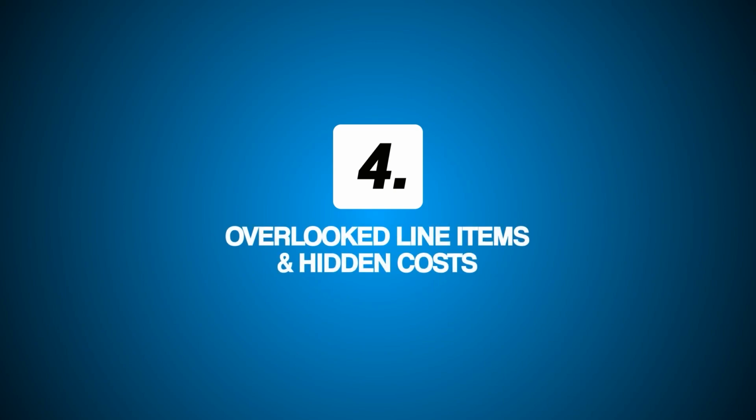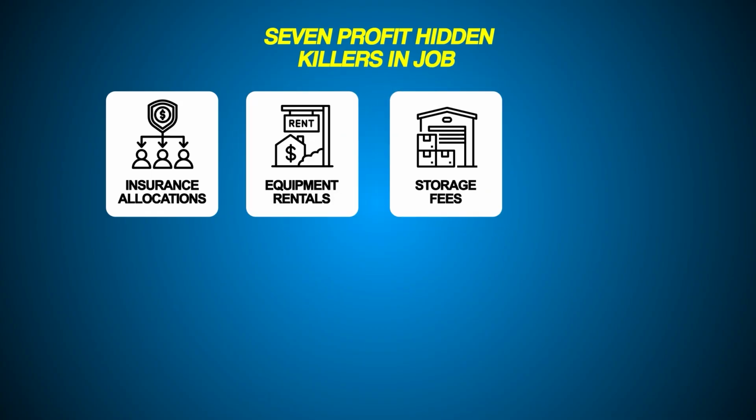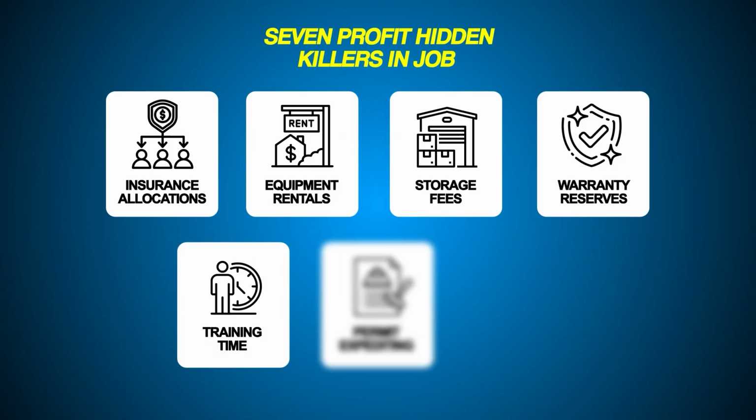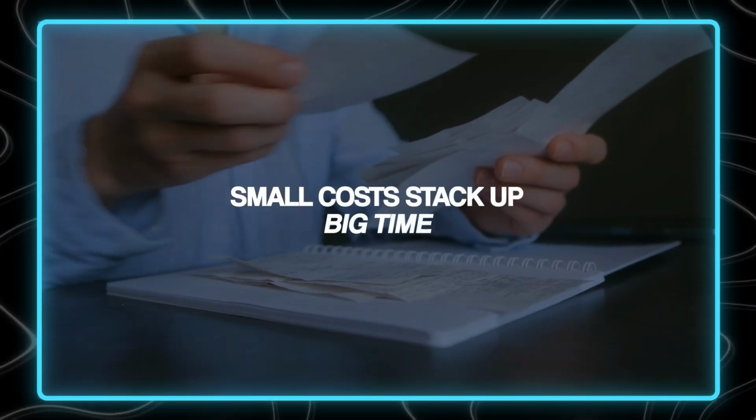We are so focused on the big stuff, materials, labor, subs, that we forget what I call death by a thousand cuts. Here are the 7 profit killers hiding in your jobs: insurance allocations, equipment rentals, storage fees, warranty reserves, training time, permit expediting, and the big one, project management time. You might think those are just a few hundred here and there. Well, let's add them up across a year. I had a contractor discover that he was eating $73,000 annually in untracked small costs. That's a truck. That's a year of private school. That's your retirement contribution. Yes, those small costs stack up big time.